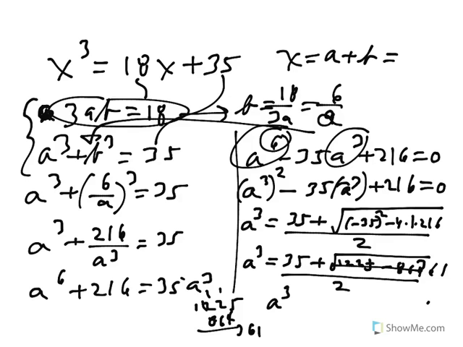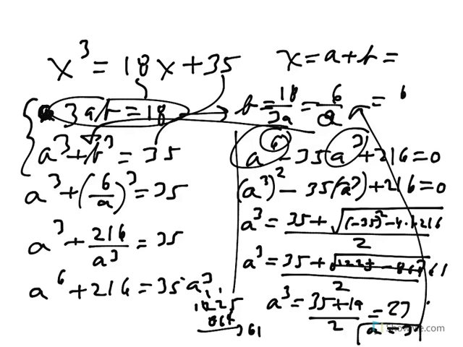So I end up with a cubed equals 35 plus 19 over 2. 35 plus 19 is 54 over 2, which is 27. So a is equal to 3. If a equals 3, you can substitute that back in to b equals 6 over a, which is 6 over 3, which is 2. So a and b are figured out. That means that x is 3 plus 2, which is 5, which is the answer to this question.